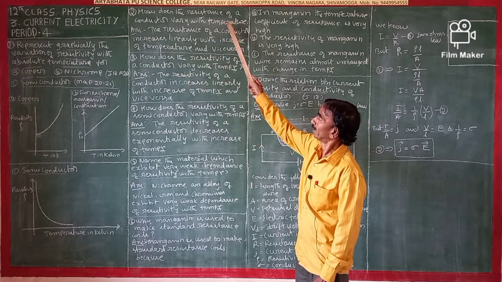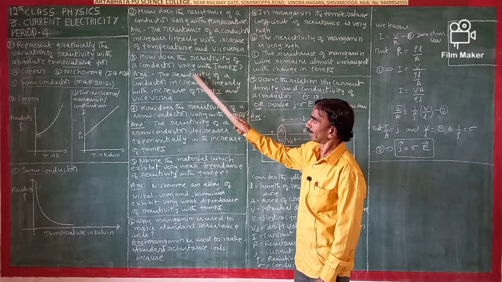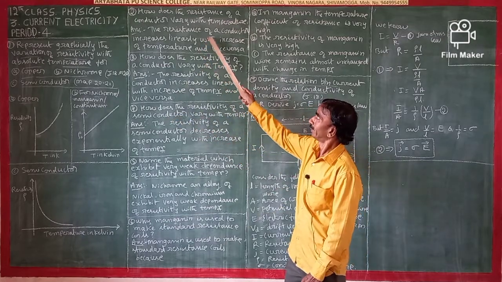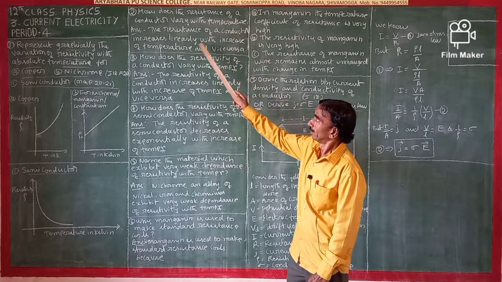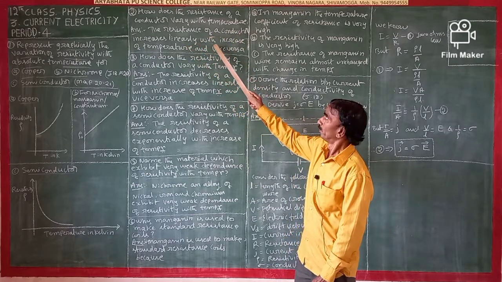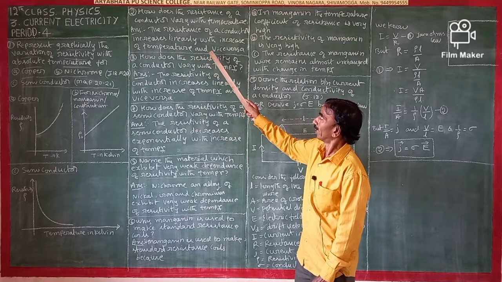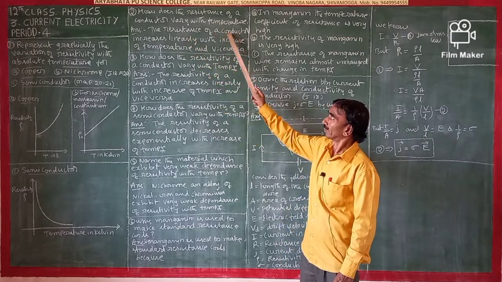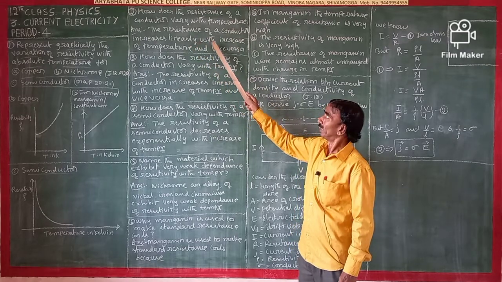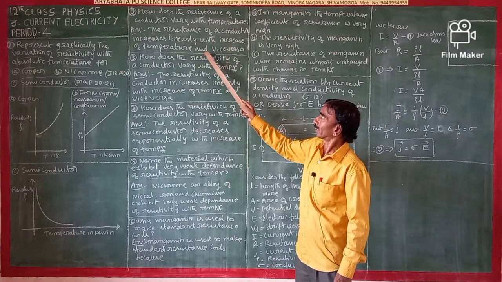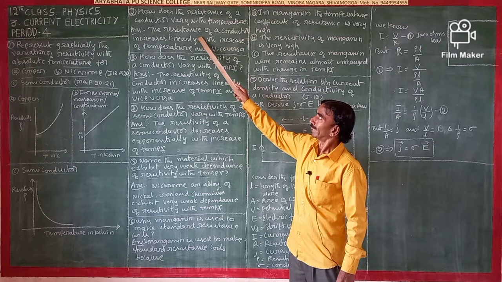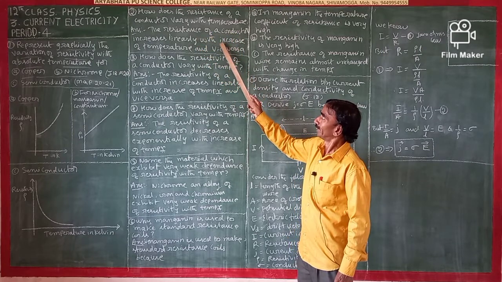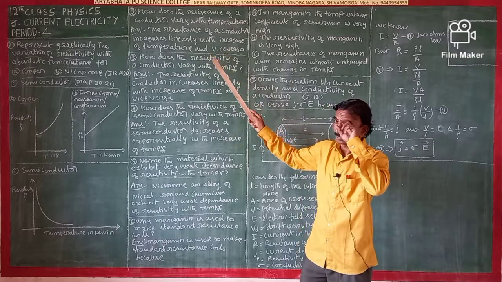Resistance of a conductor, its resistivity, and the resistivity of a semiconductor. The resistance of a conductor increases linearly with increase of temperature and vice versa.